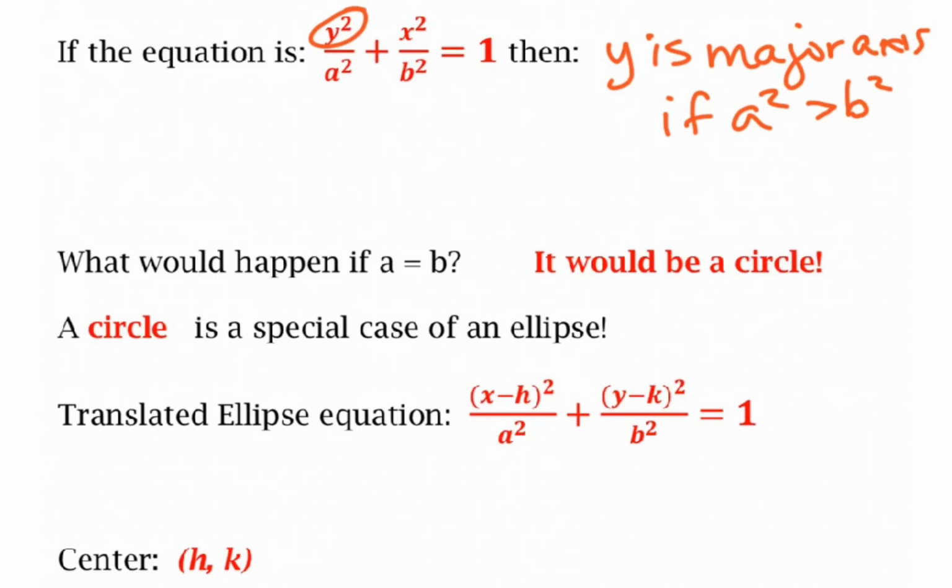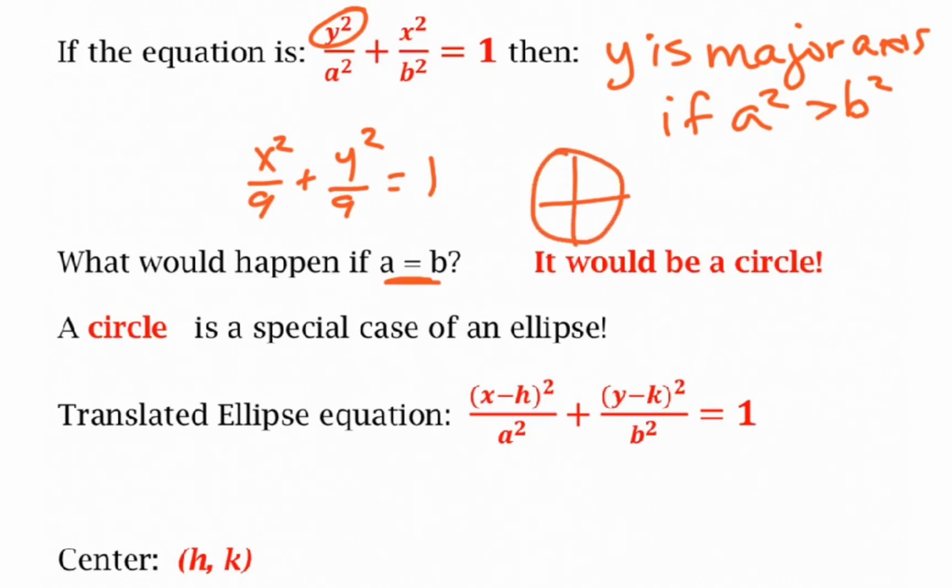Okay, so what happens if a is equal to b? If you have something like x squared over 9 plus y squared over 9 equals 1, what is that? That means that your major axis is going to be 6 and your minor axis is going to be 6. And so basically you have a radius of 6. Or sorry, not a radius, a diameter of 6. And so it's going to be a circle.